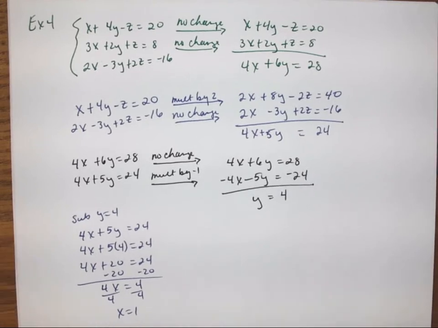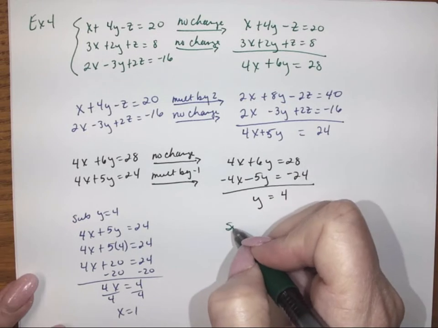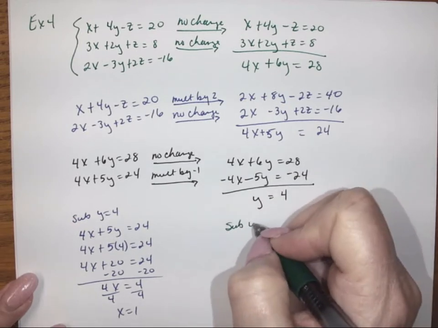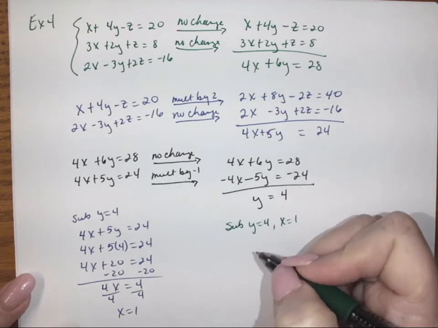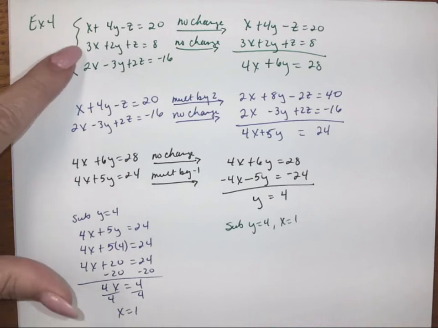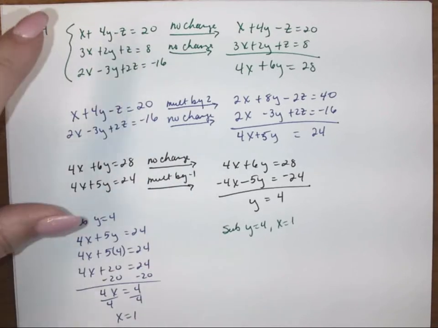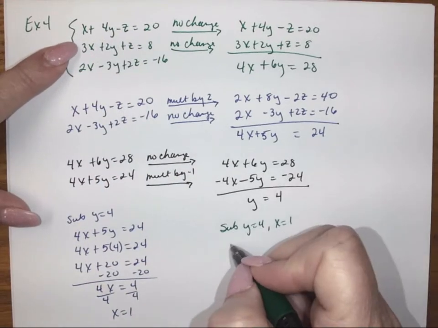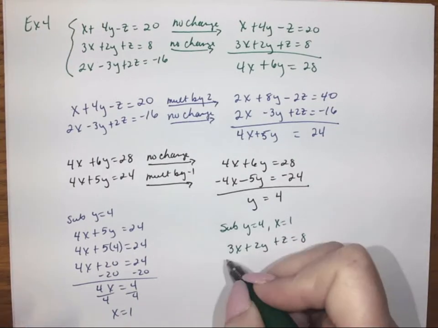So we found x. We found y, we found x. Now we can go find z. So we are going to sub in y is equal to 4, x is equal to 1 to find our z. And again, you can choose any equation. I'm looking at, I need to find z. Out of the 3 equations, I have a single z right here that's positive, so I'm going to choose equation 2. So 3x plus 2y plus z is equal to 8.